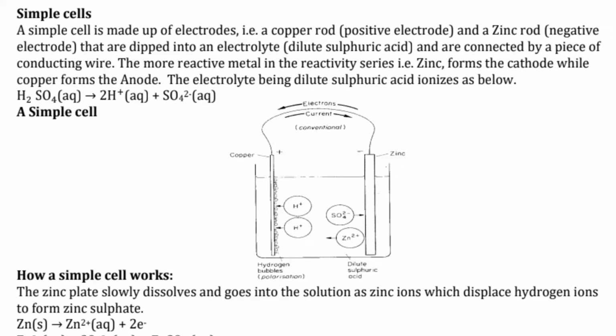So they are telling us that a simple cell is made of electrodes, a copper rod and a zinc rod, and they are dipped into an electrolyte, for example, dilute sulfuric acid, and they are connected by a piece of conducting wire. So you first note that, and we are going to know what does sulfuric do, why the zinc, why the copper.